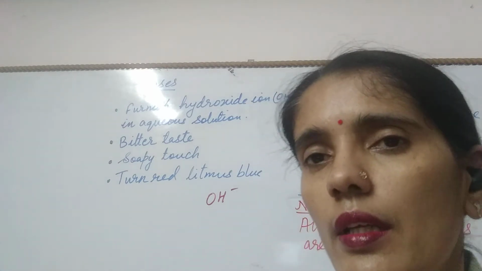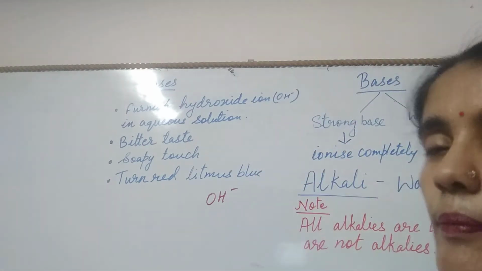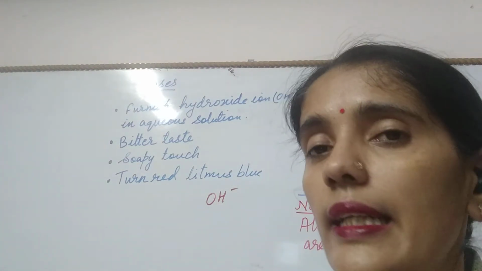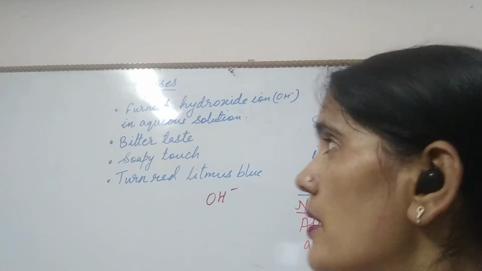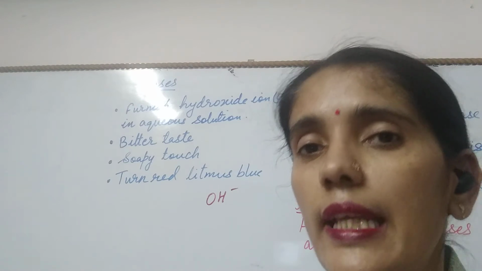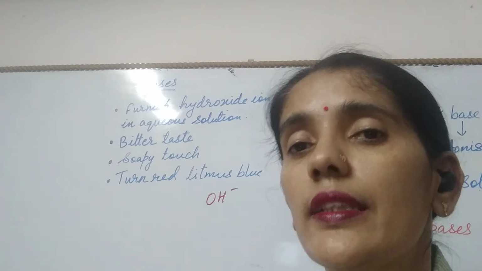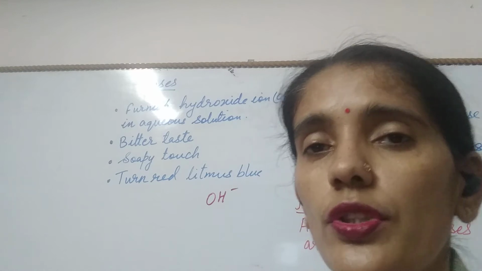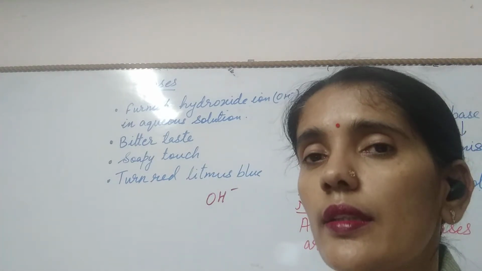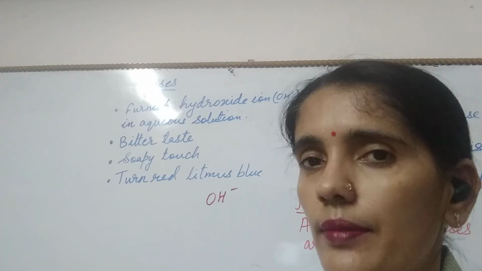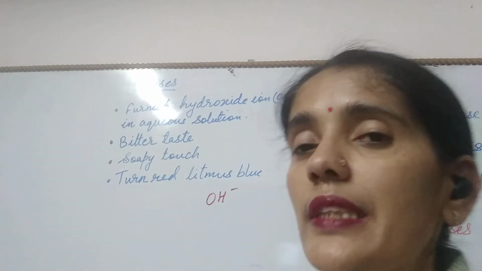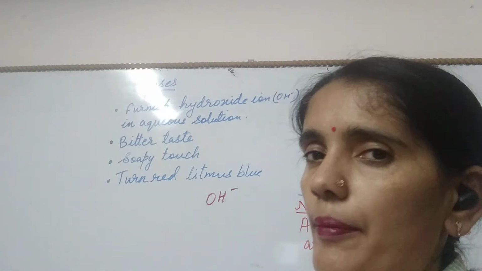Why? Because when it comes in contact with the wet litmus paper, it gets ionized and it shows its property. In the same way, when a base comes in contact with water, it gets ionized. Now, that hydroxide ion which is released, or we can say which gets dissociated or ionized in aqueous solution, that only identifies whether the given base is strong or weak. Clear?